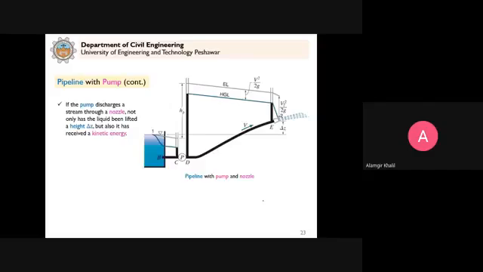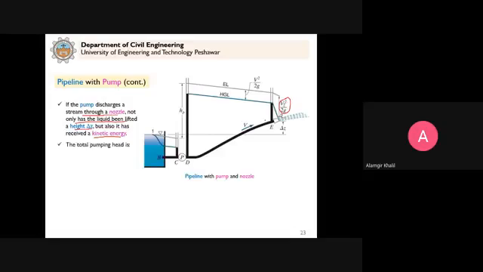Similarly, in this case, if the pump discharges a stream through a nozzle, not only has the liquid been lifted a height delta Z, but it has also received kinetic energy. You can see here, if in the end we have a nozzle, the liquid has received kinetic energy also. Clear? Because of this nozzle. The purpose of the nozzle is to convert pressure energy into velocity, kinetic energy, velocity head.